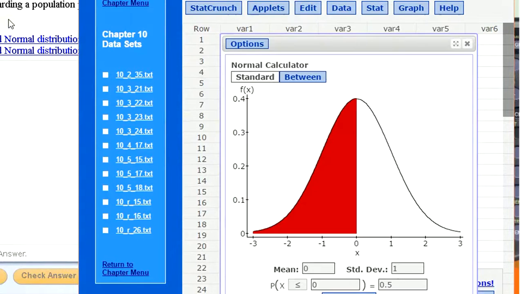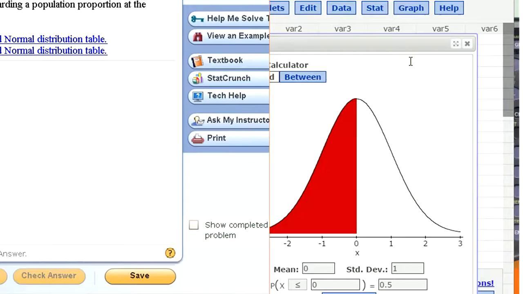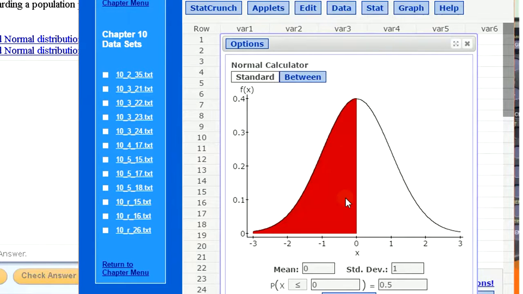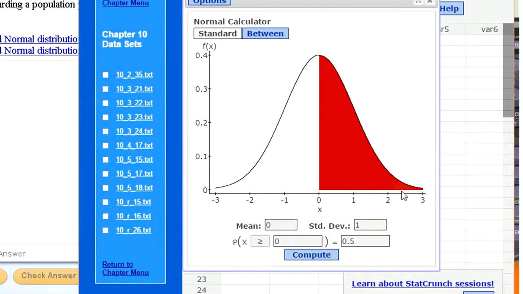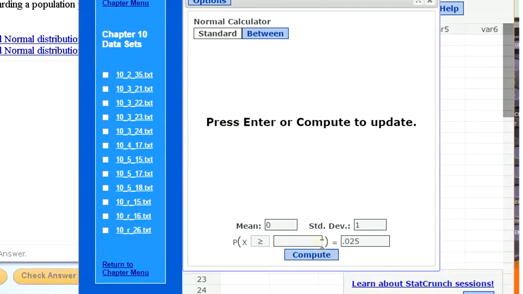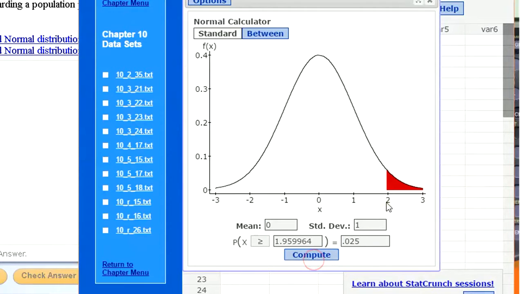Remember, since this is a z-value, we're using a standard normal distribution. This is a right-tailed test. A right-tailed test means we want this rejection region to be in the right tail. So we want to check this greater than or equal to, and we want the level of probability in that tail to be 0.025. So this is what we're talking about. The cutoff for 0.025 in that tail is 1.959. Let's round it up to 1.96.